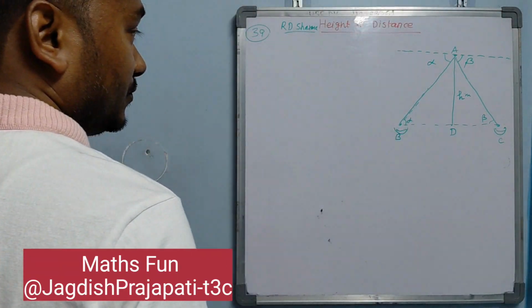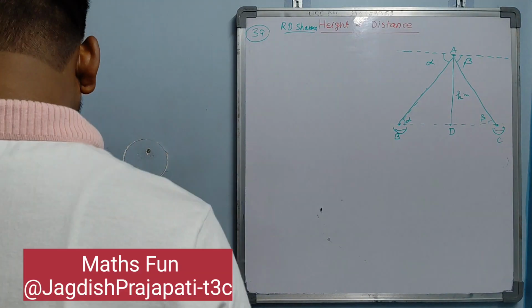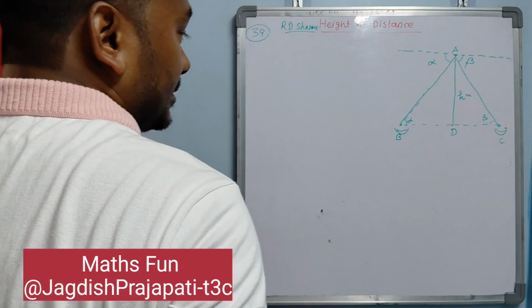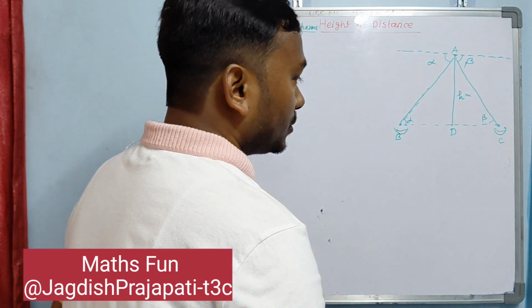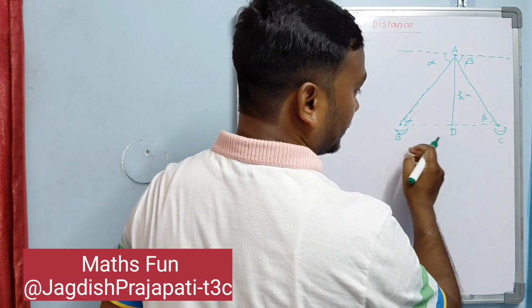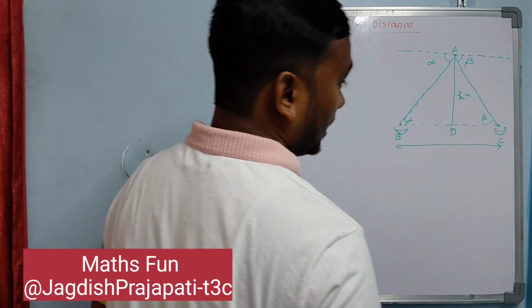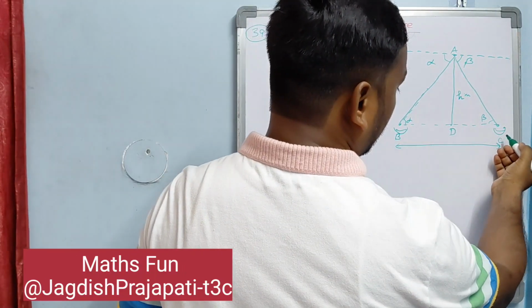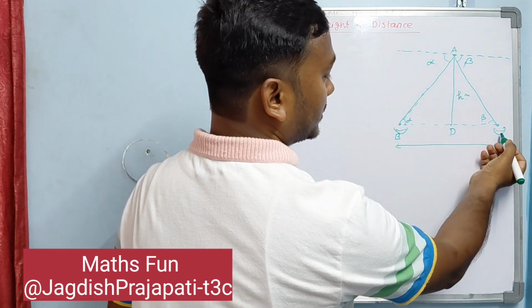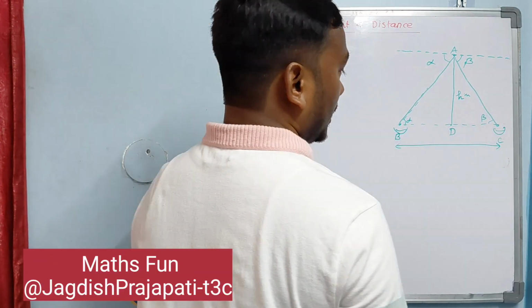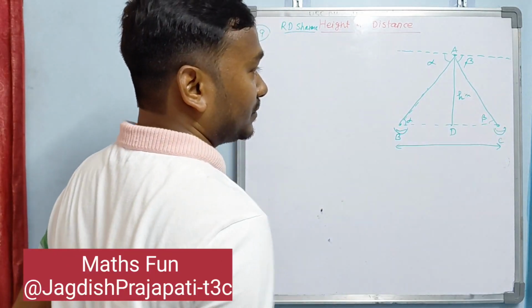So we have to find the distance between the ships. These are the ship positions. We have to find out BC, and BC has two line segments, BD plus DC. We have been given the height of the lighthouse, which is h meter.